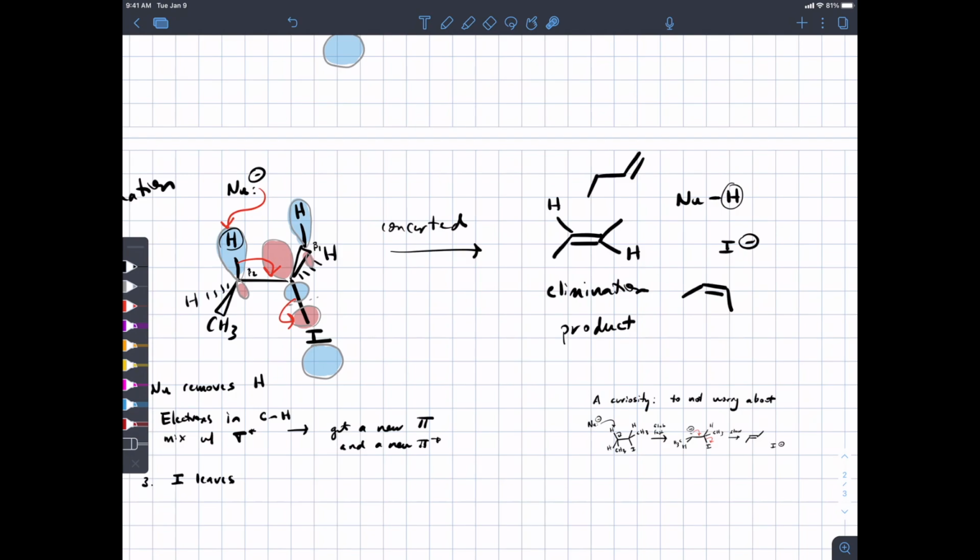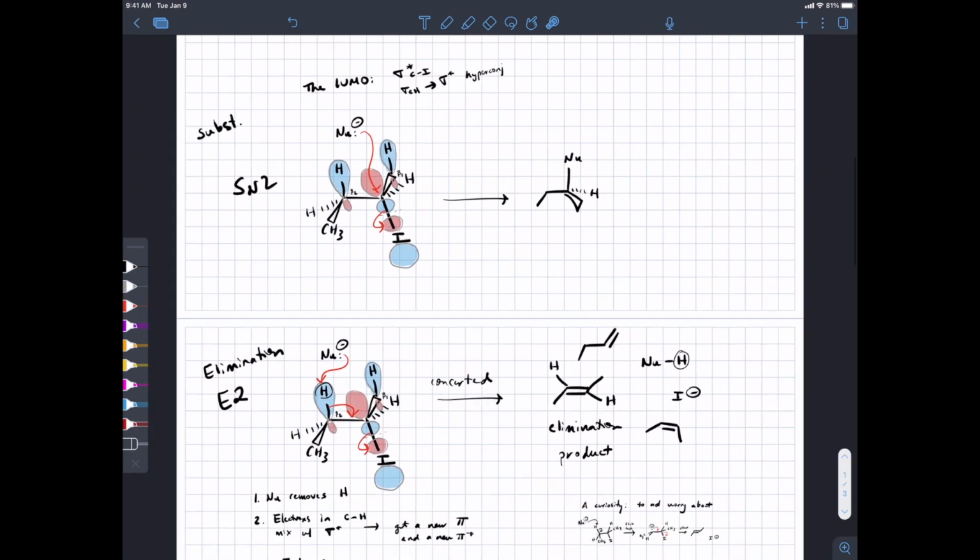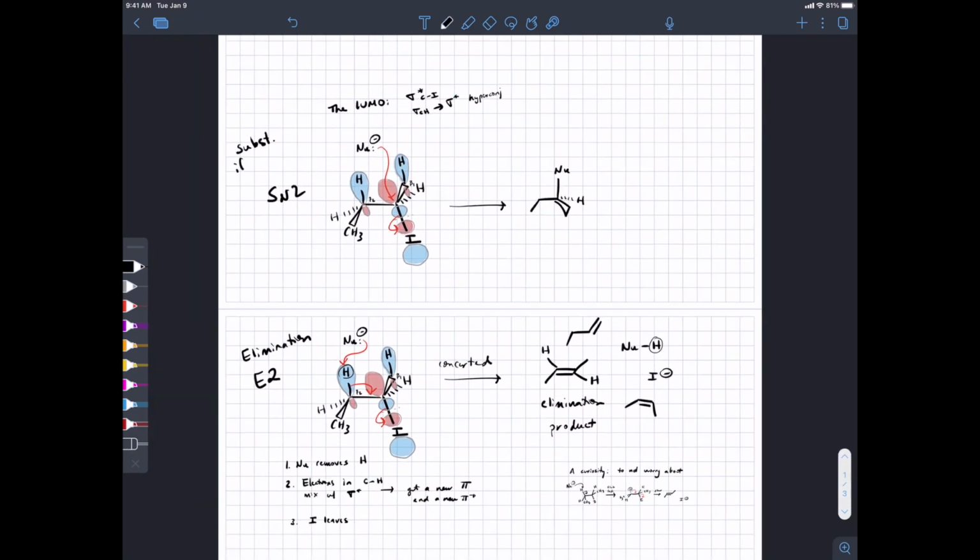All right, what else? Yeah. Just to clarify, so we're talking about the second possibility where instead of attacking the antibonding orbital on the carbon-iodine, it attacks the hydrogen instead. Yep, elimination is if we attack the LUMO at the beta hydrogen.